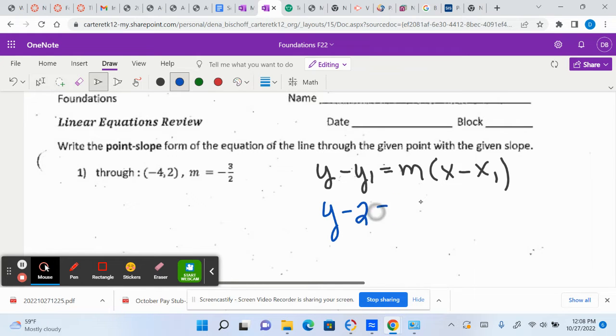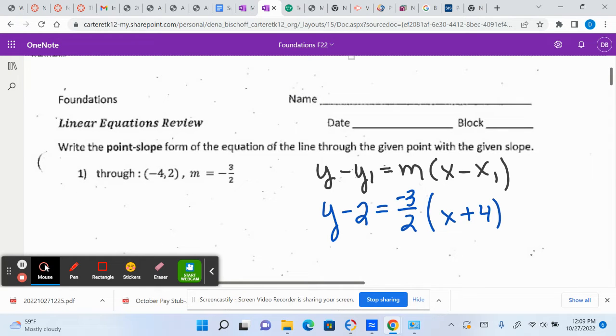y minus 2 equals negative 3 over 2 times the quantity x plus 4. Good job. Perfect. Does anyone not understand that? Okay.